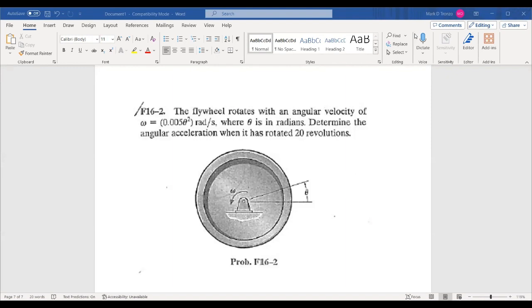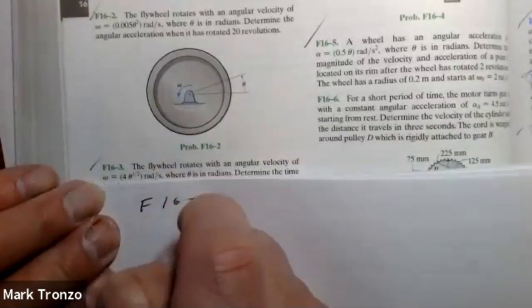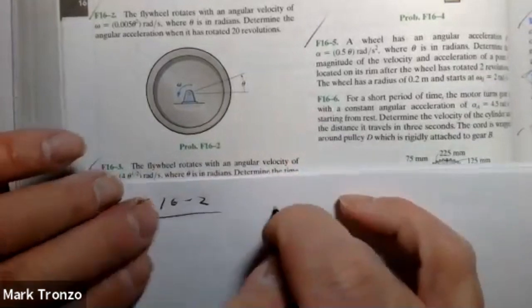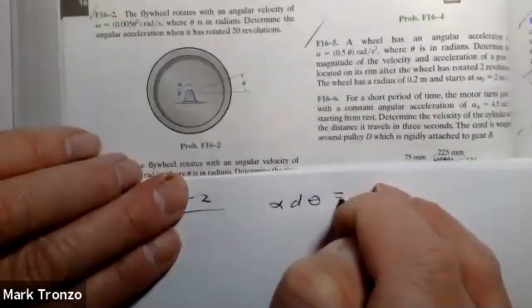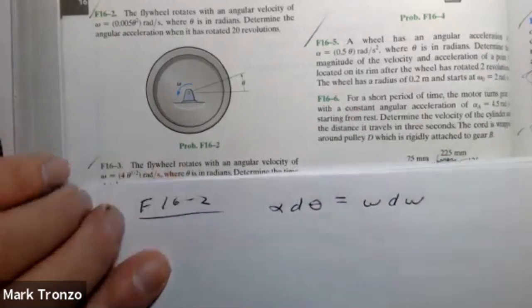So again, in this problem, obviously the angular acceleration is not constant, because you can see the angular velocity has a theta squared. If we were to take the derivative of that, we'd still have a theta in there. So the angular acceleration is not constant, and we won't be able to use the very basic equations. For F16-2, we'll use theta d theta is equal to omega d omega, like this.